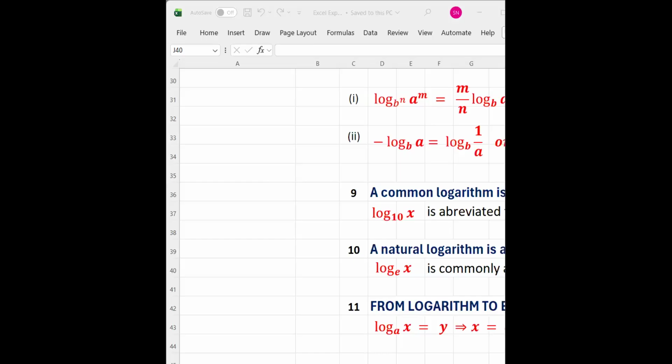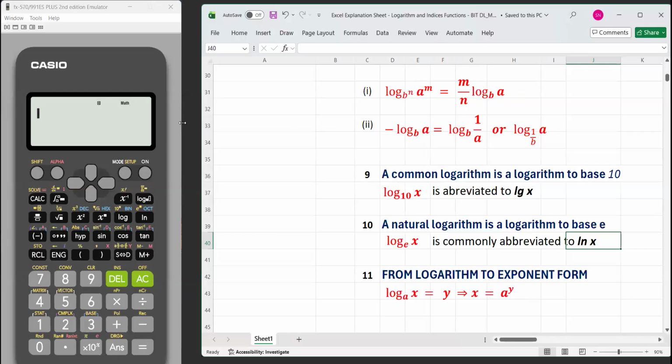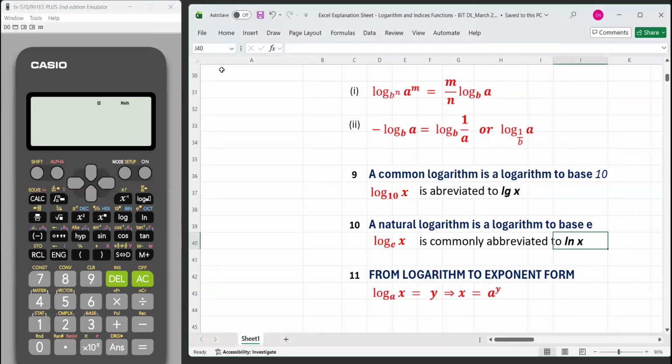Okay, so see whether I can show the calculator. I hope you can see the calculator on your screen. So what I'm saying is that the log of a function, this log that we are seeing here, is this thing that we are seeing here.